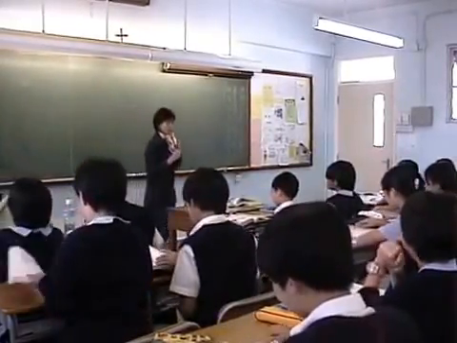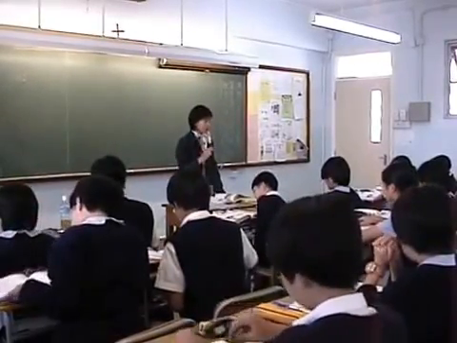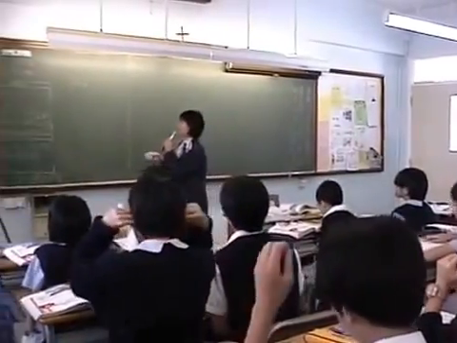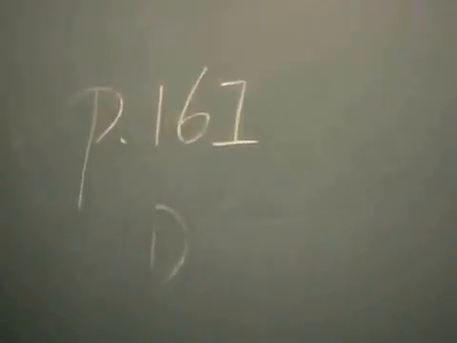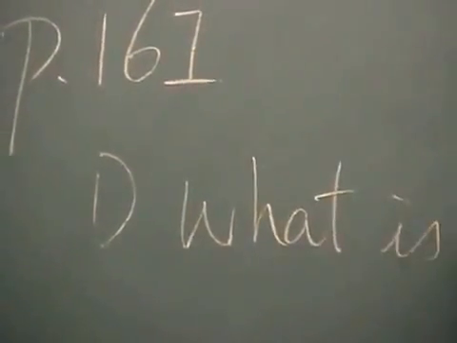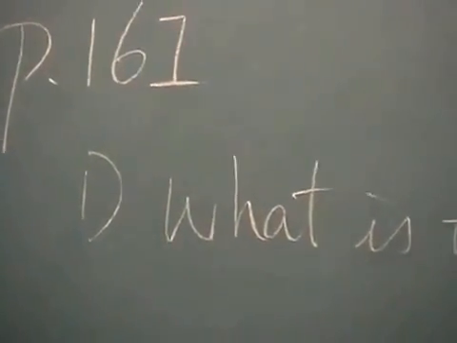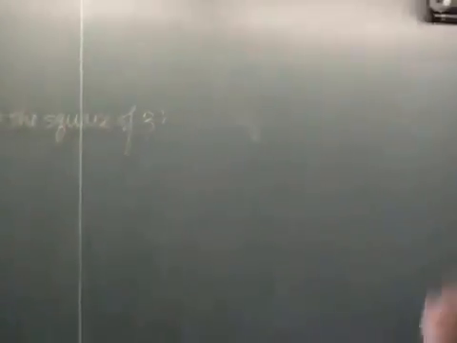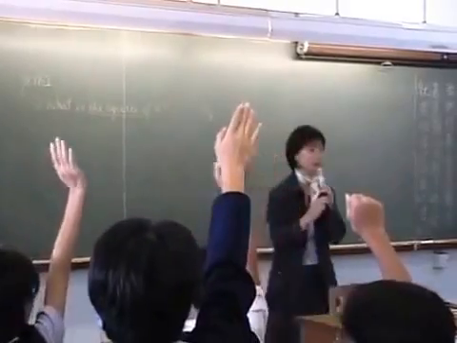Page 161. We have learned something about the square. Do you remember? No? So we have learned, for example, I give you a question for you to think. First of all, what is the square of 3? What is the square of 3? So that you may understand what is the square of.